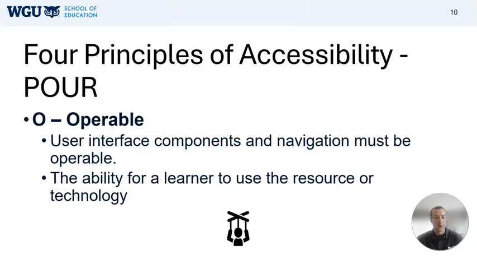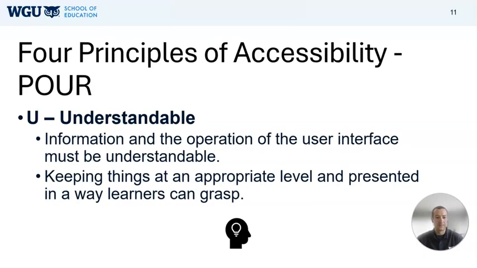When we're asking our learners to use technology, we need to make sure that they're able to interact with and use technology equitably. So again, they're not missing points or questions or assessments based on something other than the content related knowledge. U is for understandable, and this is all about keeping the information understandable on the interface.